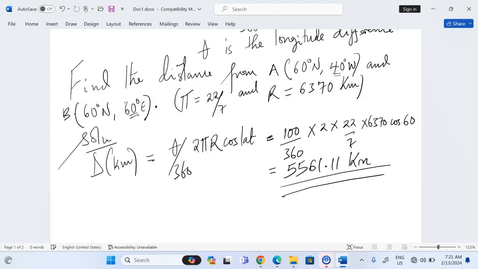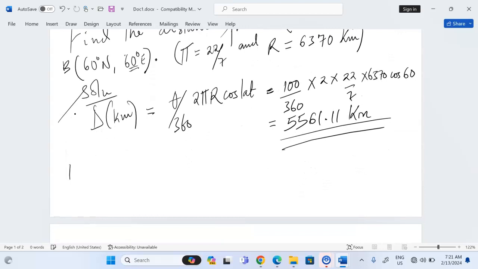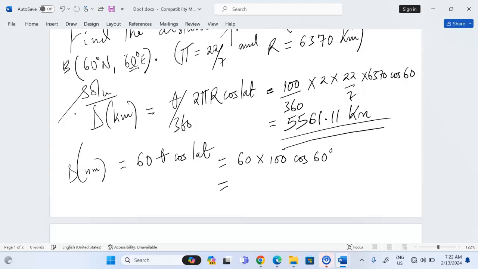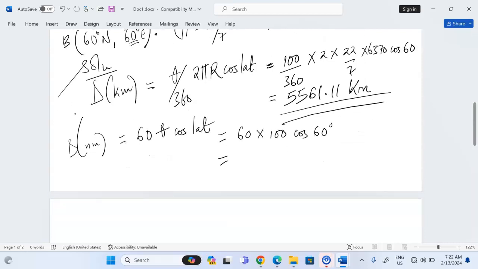kilometers. And now we can find the distance in nautical miles, where distance in nautical miles is given by 60 times theta times the cosine of latitude, so we need 60 times a theta of 100, times the cosine of 60 degrees. When we multiply the cosine of 60 by 60 and 100, this gives exactly 3000 nautical miles.